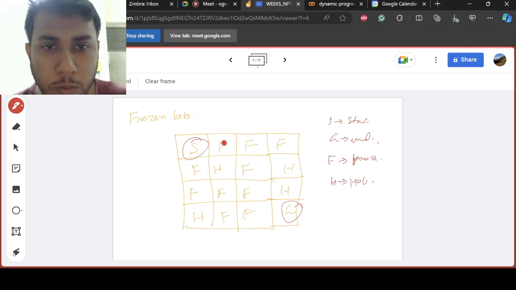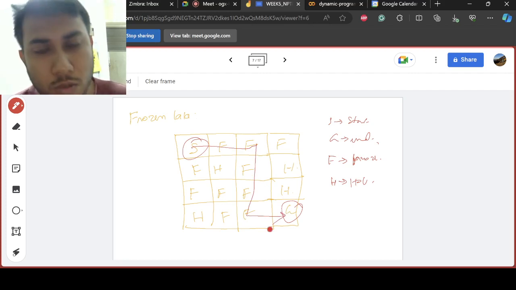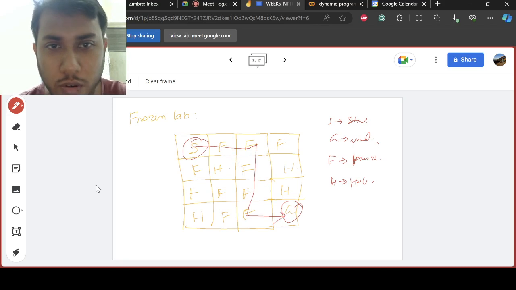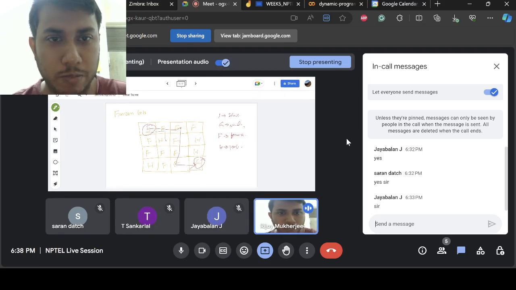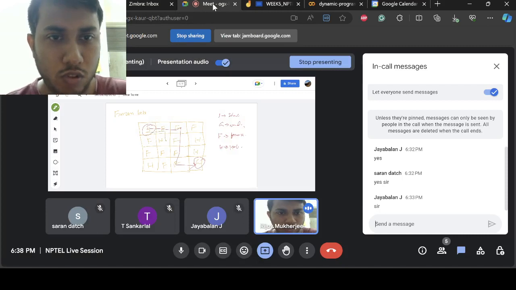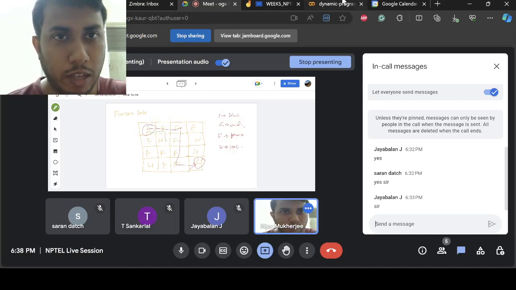So one possible traversal path will be like this, right? A man can walk over the frozen part. If you go by this route, it is okay, you won't face any problem. But if you try to go like this, into this hole, you will fall down and die. So that is basically your frozen lake problem. We will try to solve this using our dynamic programming approach.